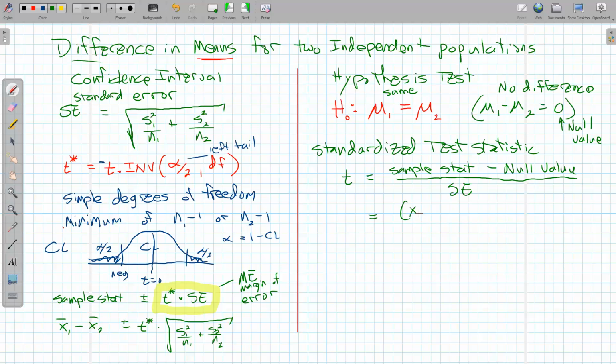That's going to be our x1 bar, the mean from the first sample minus the mean from the second sample. Value for the null is 0. Subtracting 0 is kind of lame. You don't have to do anything there, but I'm going to write it in anyway. And then the standard error is the same standard error from over here. So unlike proportions where the standard error is slightly different, for the means it's the same. So that is our T statistic, our test statistic. So that gives us how many standard deviations are we away from the middle, and then to figure out how unusual that is, we find a p-value.